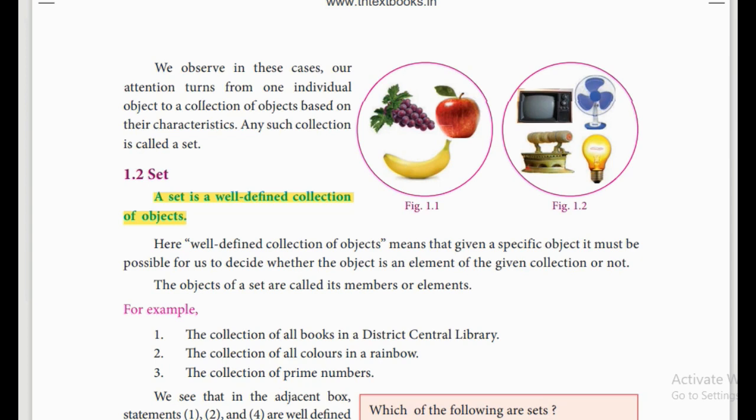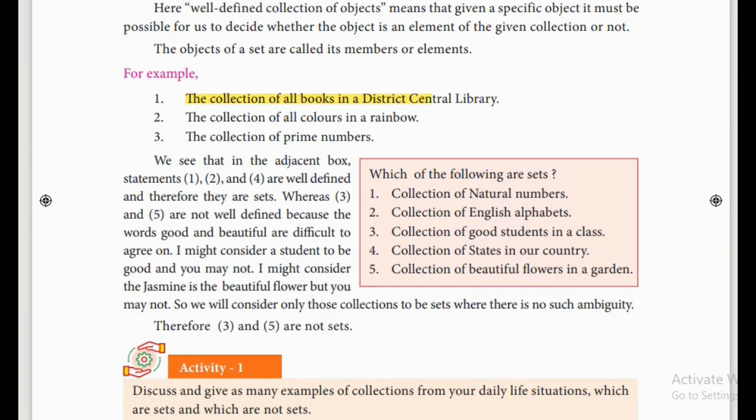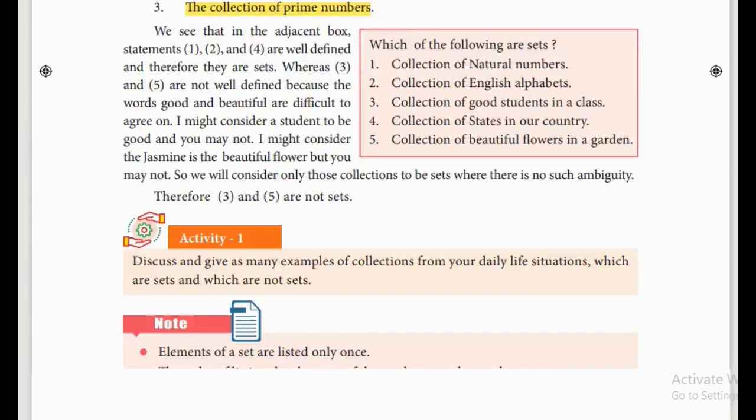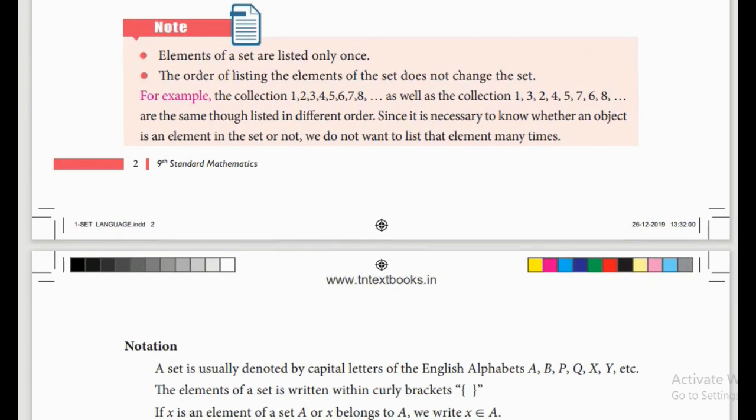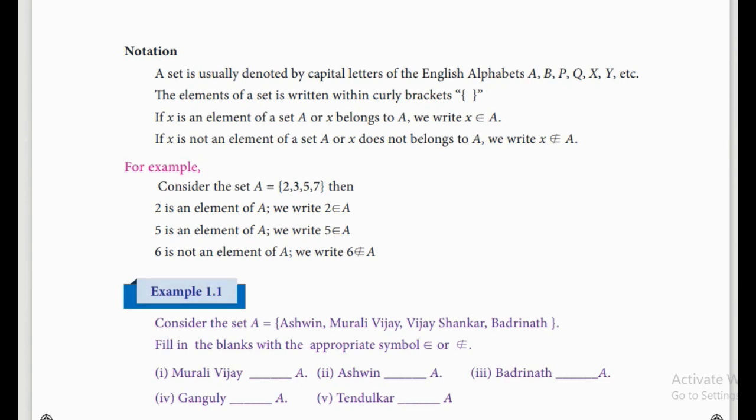A set is a well-defined collection. Examples are given here: the collection of all books in the district central library, the collection of all colors in the rainbow, the collection of prime numbers. So these are examples of sets. Okay, next.